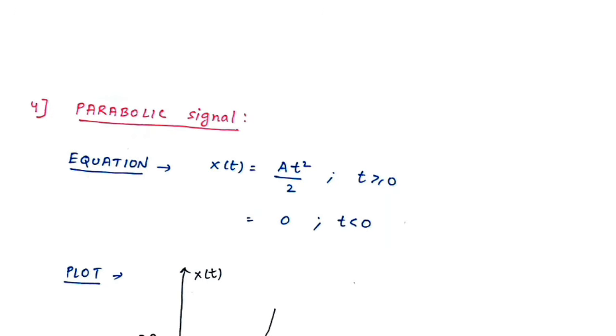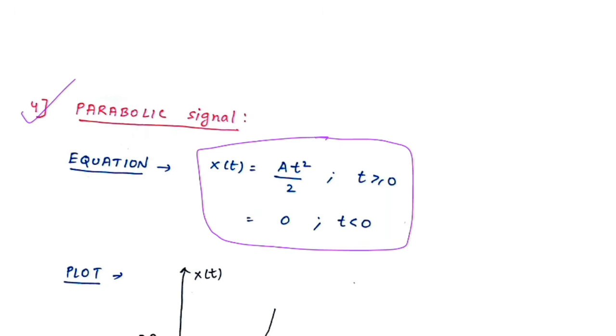Our fourth signal is the parabolic signal. Again, the equation is simple: x of t is equal to a t square by 2. This works for t greater than or equal to 0. Now you have to note three things. First, the delta function works at t equal to 0, but the unit step signal, the ramp signal and the parabolic signal, these three signals, work when t is greater than or equal to 0.